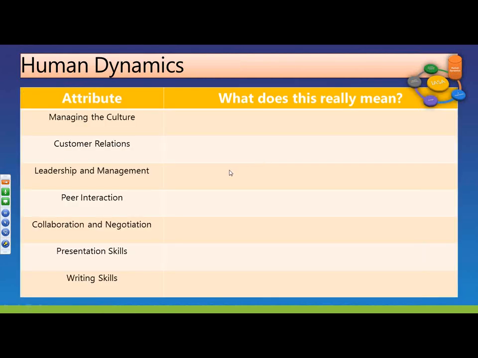So if I take a look, the attributes on the left are what we look at for human dynamics when doing a CITA-P review, for instance. But what does it really mean? What does managing the culture mean? Any ideas? I'm going to throw it out there for you. Politics. Let's be honest. Managing the culture is politics.